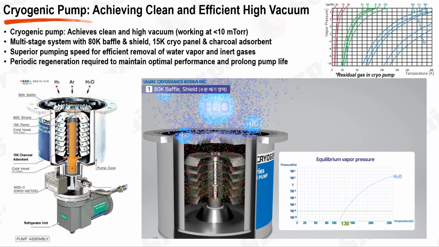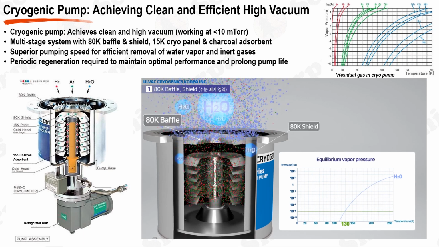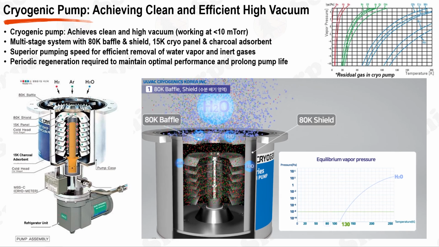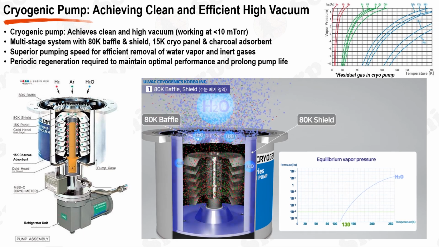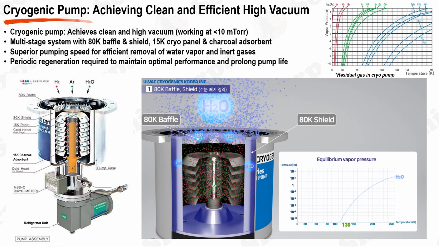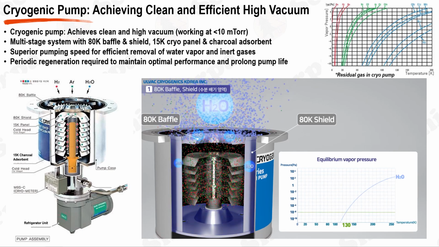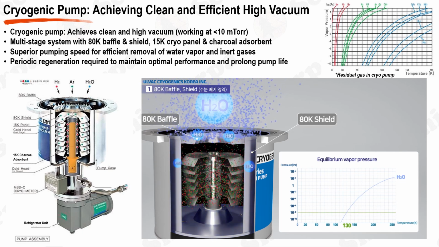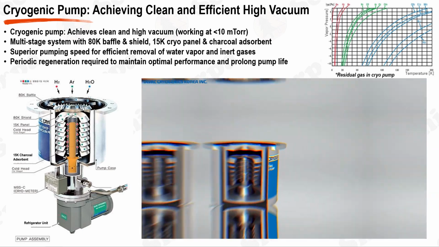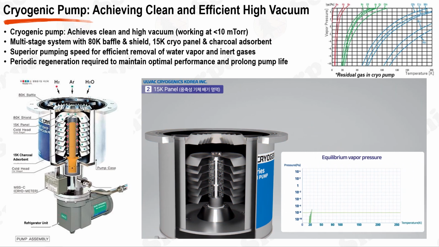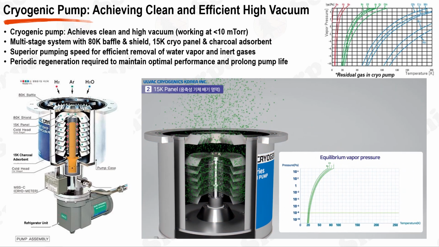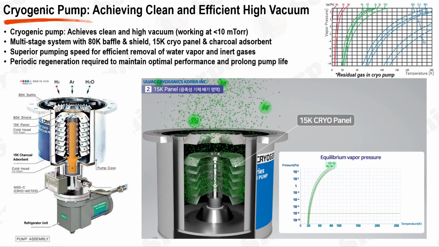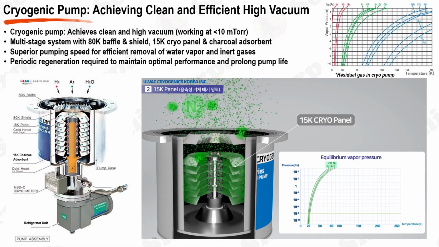A multi-stage system in cryopumps consists of an 80K baffle and shield, a 15K cryo panel with charcoal adsorbent, and a cold head with first and second stages. The 80K baffle and shield condense gases, particularly water vapor, below 80 Kelvin, effectively trapping and removing them from the system. The 15K cryo panel plays a critical role in adsorbing inert gases like nitrogen, argon, carbon monoxide, oxygen, and methane below 15 Kelvin, ensuring a highly pure vacuum environment.